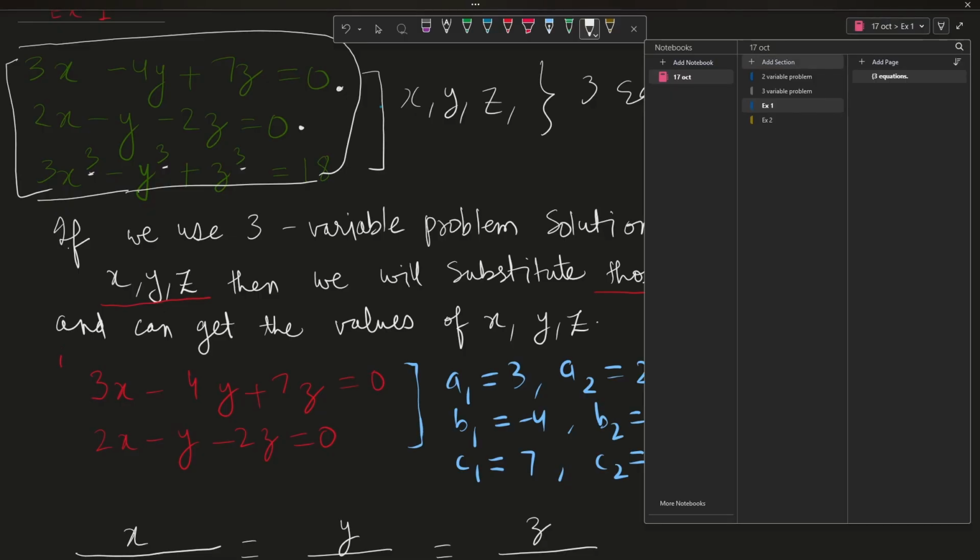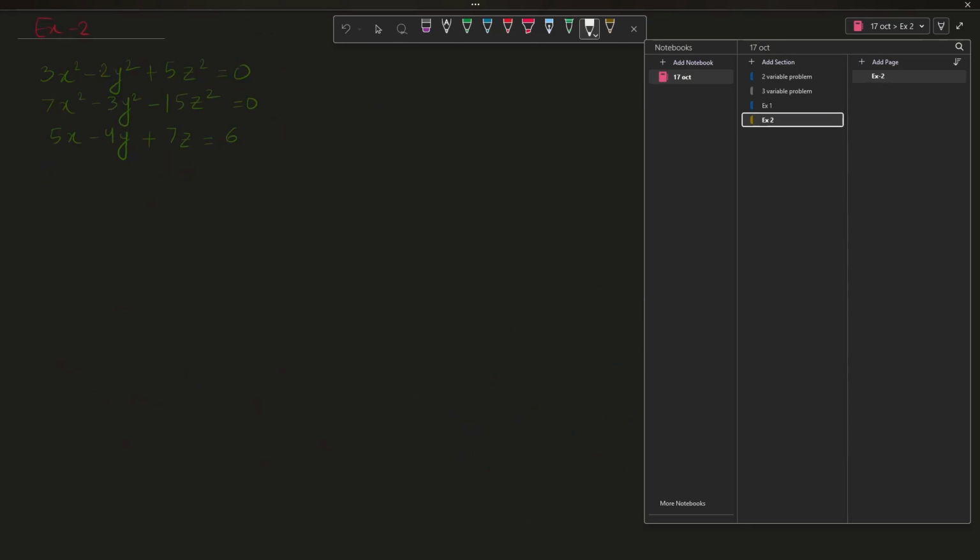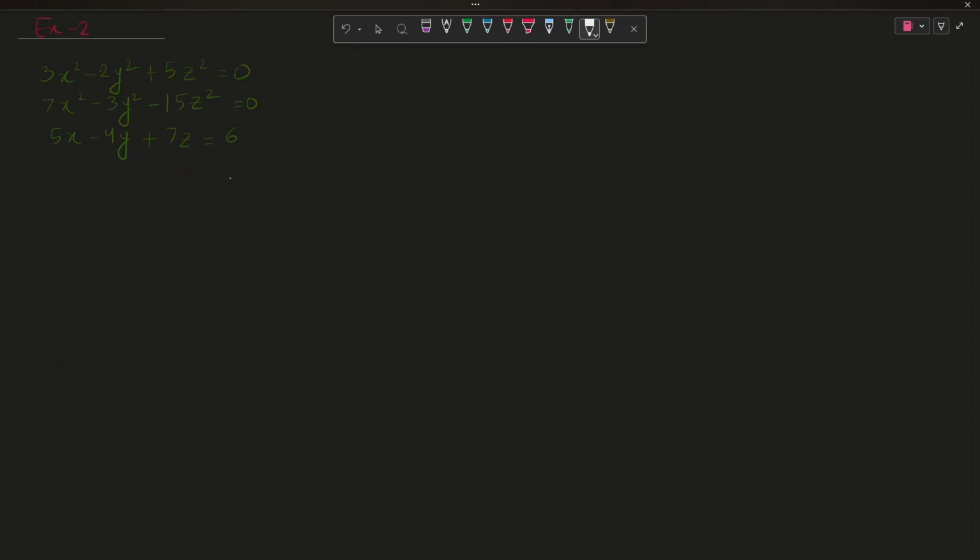There is one more example if you want to try. This is one more example that we can try. So you can try and comment your answer in the comment box.